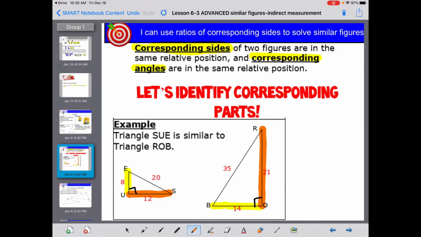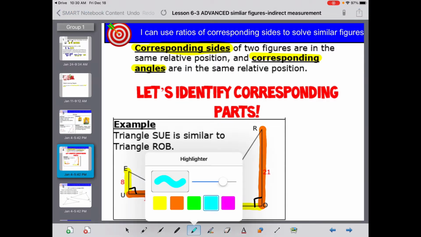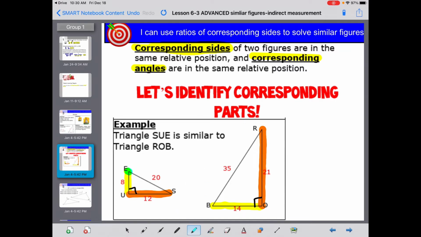Okay, let's try another one. The last one then would be, this is a bright blue, ES. Do you see that ES is the longest side? It's also the side across from the right angle.